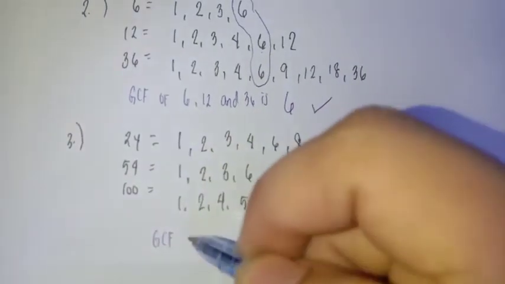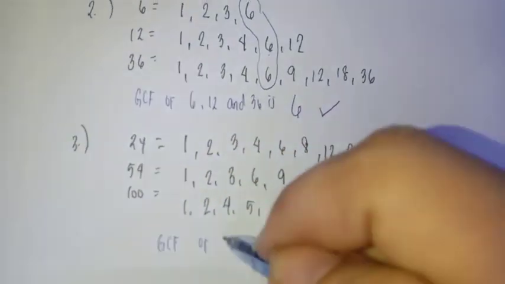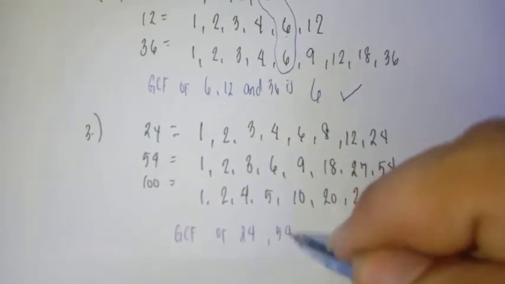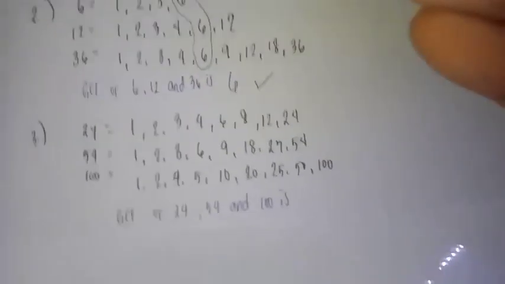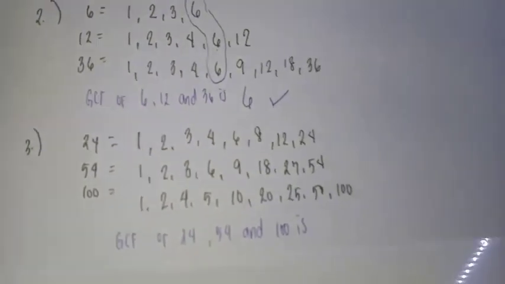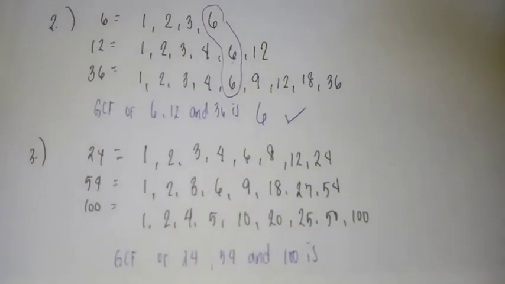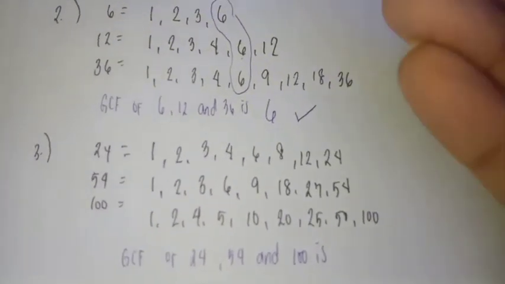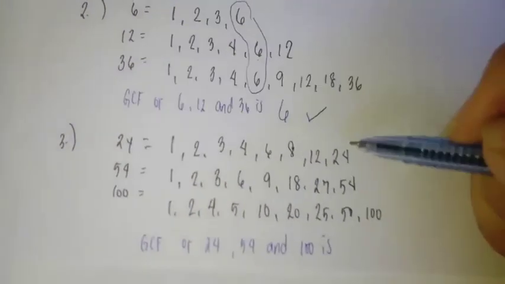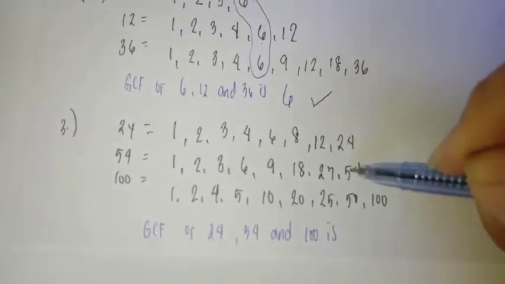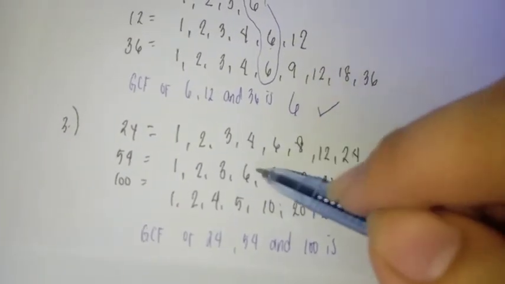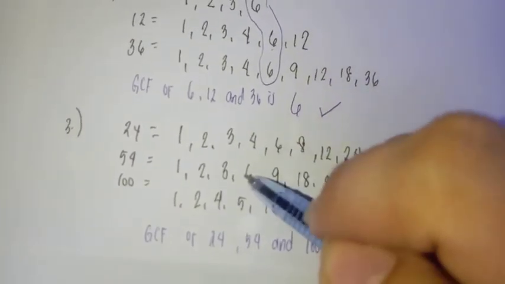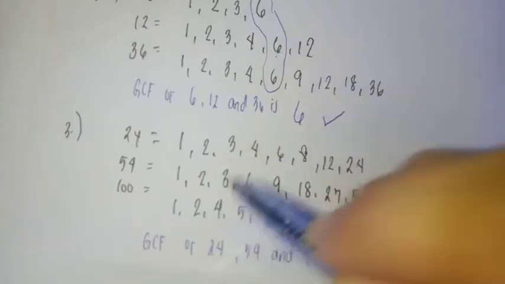So para makita or mahanap yung GCF of 24, 54, and 100, kukunin natin yung pinakamalaking number that is present to 24, 54, and 100. So meron ba tayong 24? Wala. How about 12? Wala din. How about 8? Wala. Wala ding 6, dalawa lang. Yung 4, dalawa lang din.